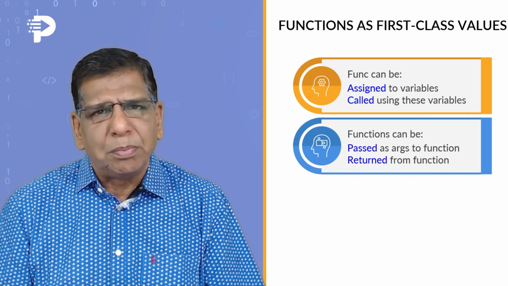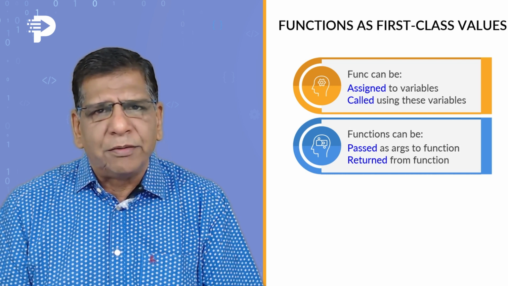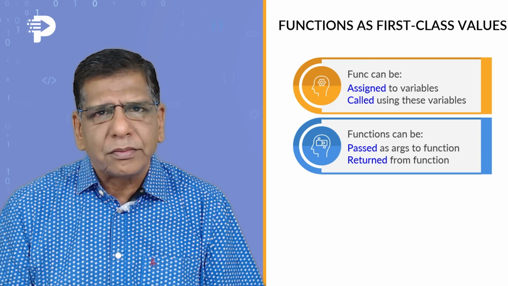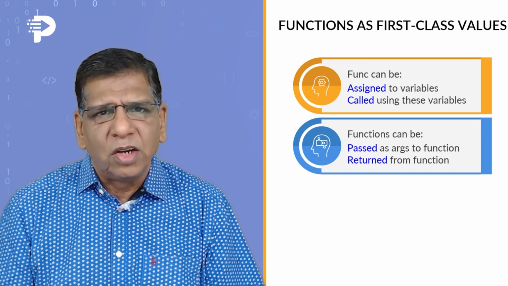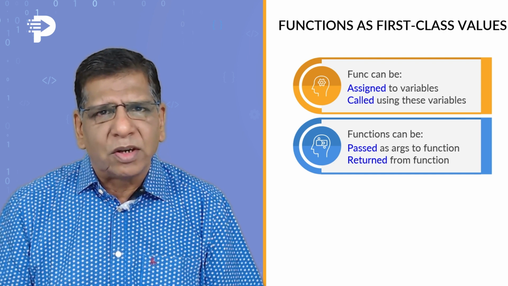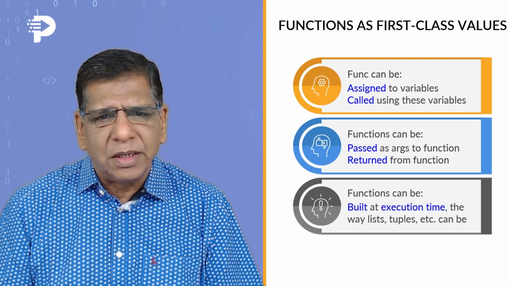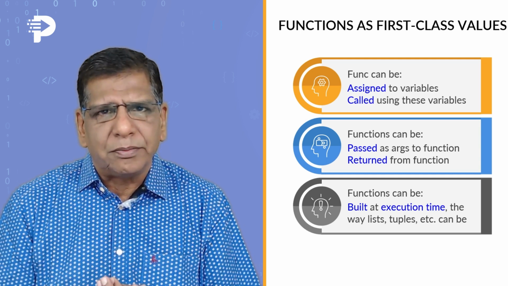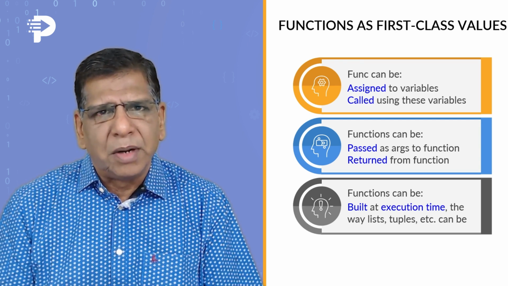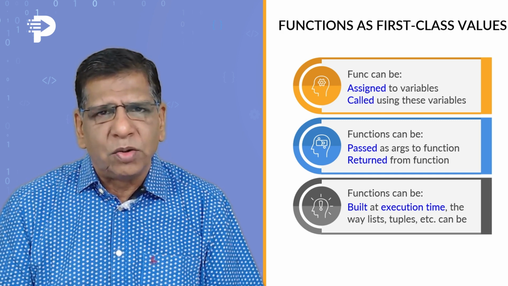Secondly, functions can be passed as arguments to a function the way a variable can be. Similarly, the way a function can return a variable, a function can return another function. So, functions are basically going to act like variables. The way you can pass or return a variable, similarly you can pass or return a function. And third aspect is that functions can be built at execution time. We know that lists, tuples, etc. can be built dynamically during execution. Similarly, a function can also be built dynamically during execution of the program.